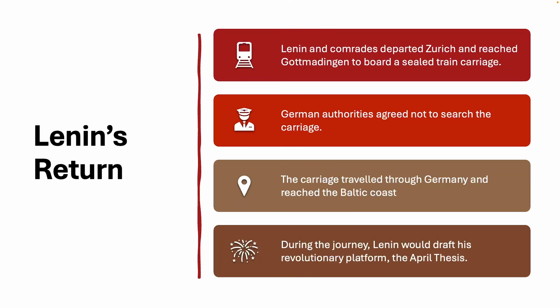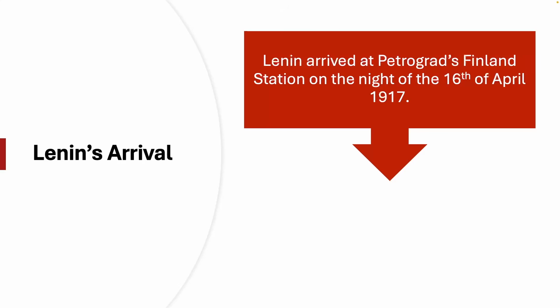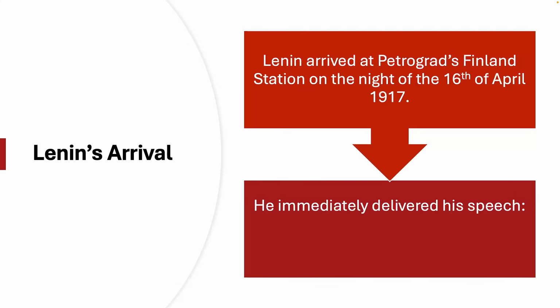During the journey, Lenin began to draft what became known as his revolutionary platform, the April thesis, that he would announce almost immediately. Lenin would arrive at Petrograd's Finland Station on the night of the 16th of April 1917, the 3rd of April by the Julian calendar, or the 16th by the Gregorian calendar. He is met by cheering crowds of workers, soldiers and sailors, some of them already chanting and waving red flags. And it was here that he immediately delivered his April thesis, his revolutionary platform.